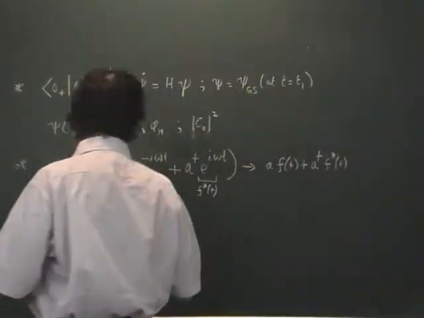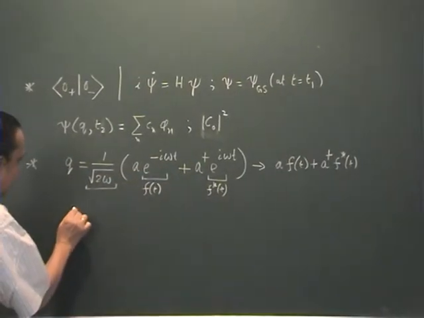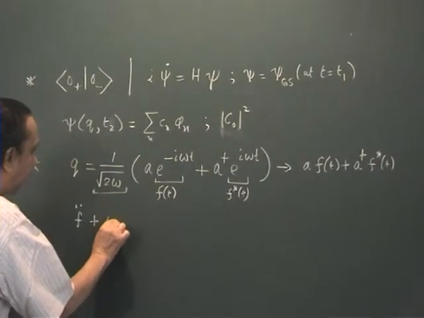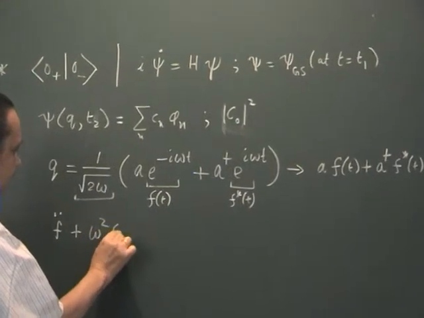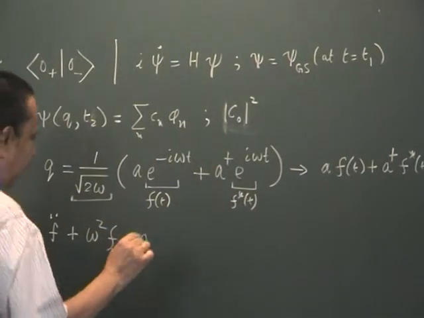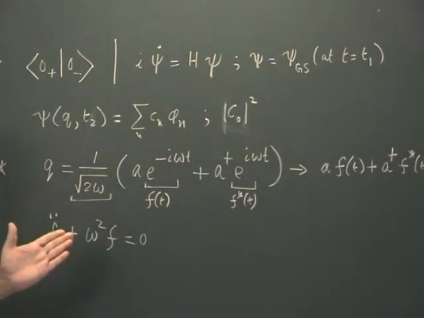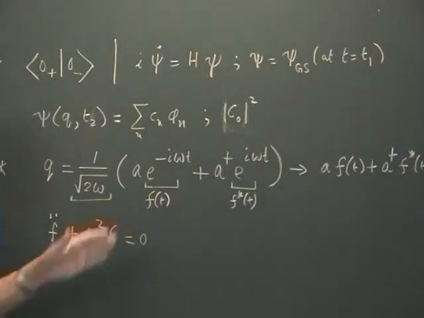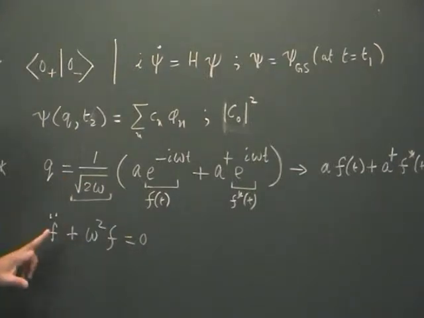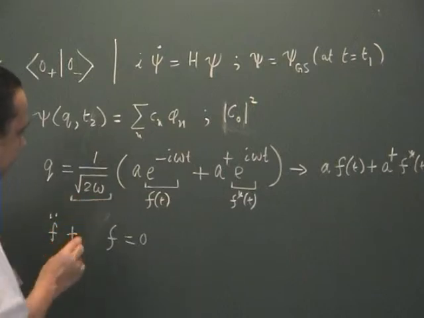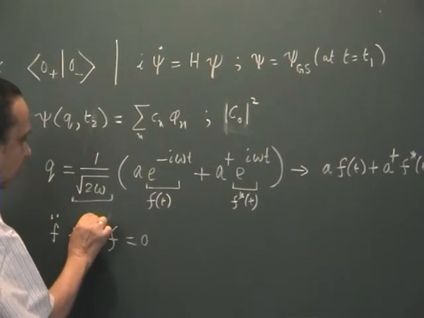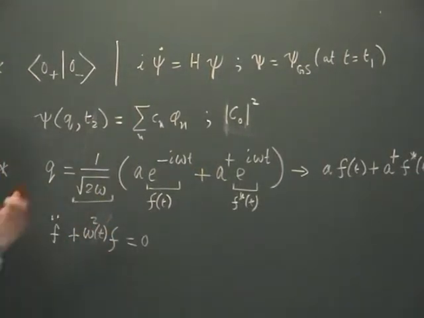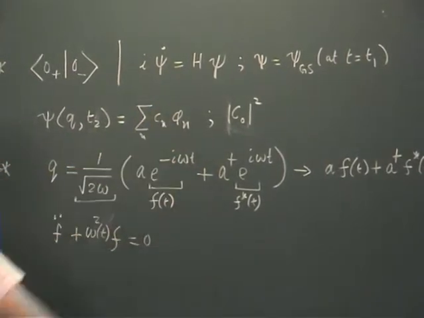Originally, f of t satisfied the standard equation f double dot plus omega square f equals 0. And you are allowed to take complex solutions to this. So you took the two solutions to be e to the minus i omega t and e to the plus i omega t with a normalization factor. Now I am going to make omega time dependent, so I will have here omega square of t. Okay, this is what I want to study. Everything else remains the same.